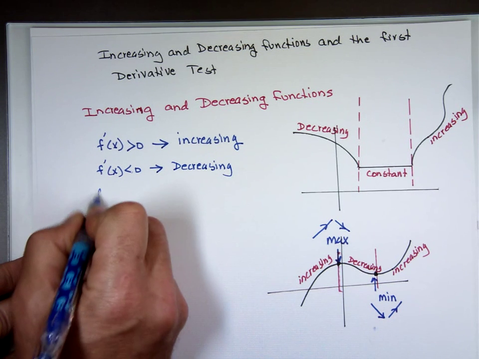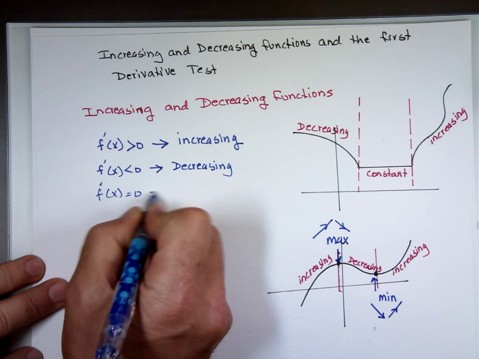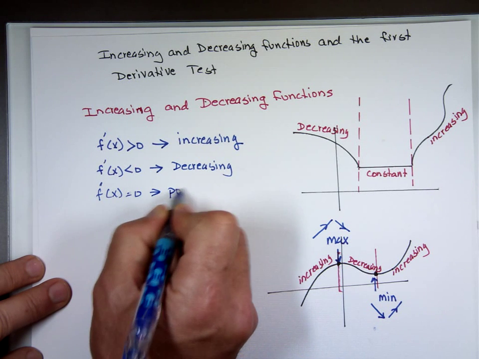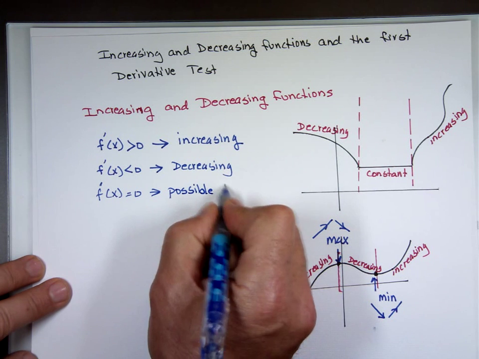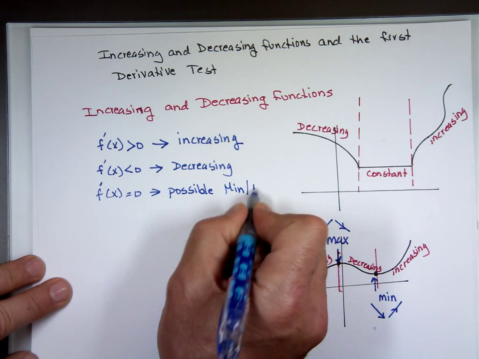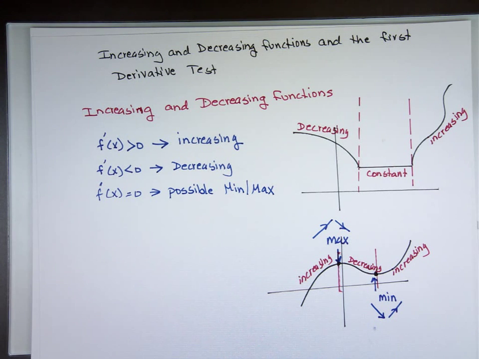And if the derivative equals 0, I'm going to say possible. It's not always guaranteed, but possible. If you are going to have a min or a max, they'll be there. But I don't want you to think just because the derivative is 0, there has to be a min or a max. The answer is no. But if you are going to have a min or a max, it will be where the derivative is 0.